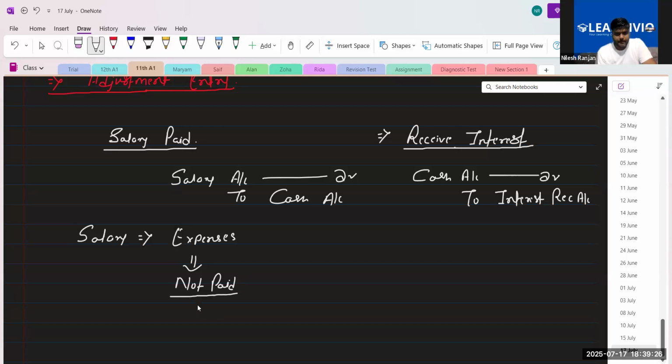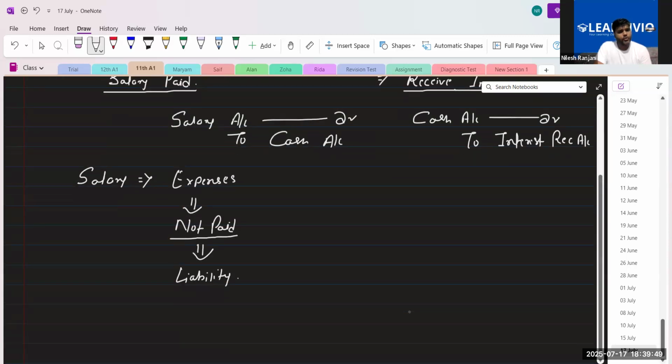It will become a liability. So it will not replace the salary. There is a separate account created due to this, which is salary payable account or outstanding salary account. Is that clear? Yes, sir. It's clear.